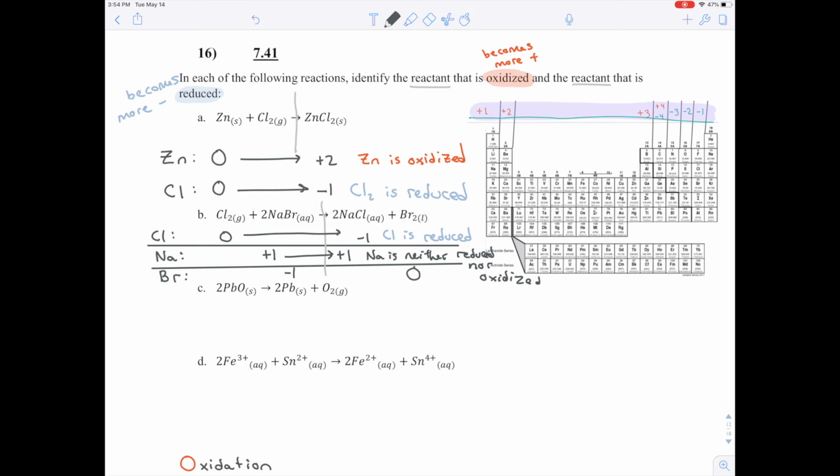Okay, how about bromine? Bromine goes from being negative 1 to positive, or negative 1 to 0. Now I know that 0 isn't positive, but it's more positive than negative 1. So bromine becomes more positive. It goes from negative 1 to 0, it becomes more positive, and so it is oxidized. So bromine is oxidized. Okay, it's a little crowded there, but chlorine is reduced, sodium is neither oxidized nor reduced, and bromine is oxidized. So that would be B.